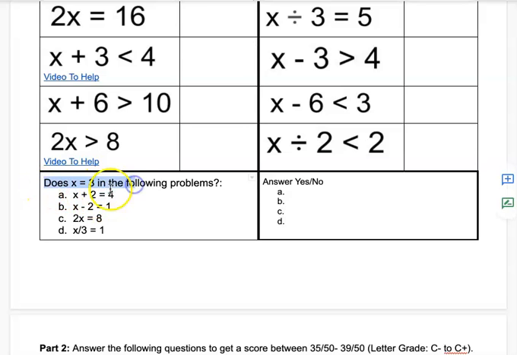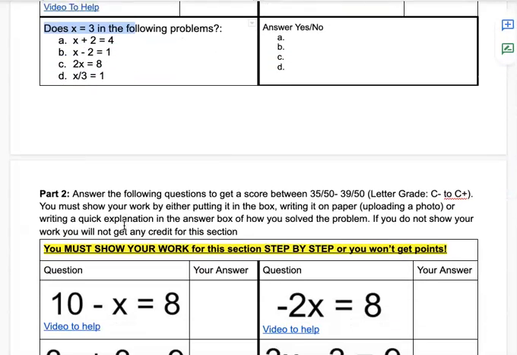In this problem, you're just figuring out in which of these x equals 3. Hint, 2 of these, x does equal 3. The other 2, it does not. Let's keep going.